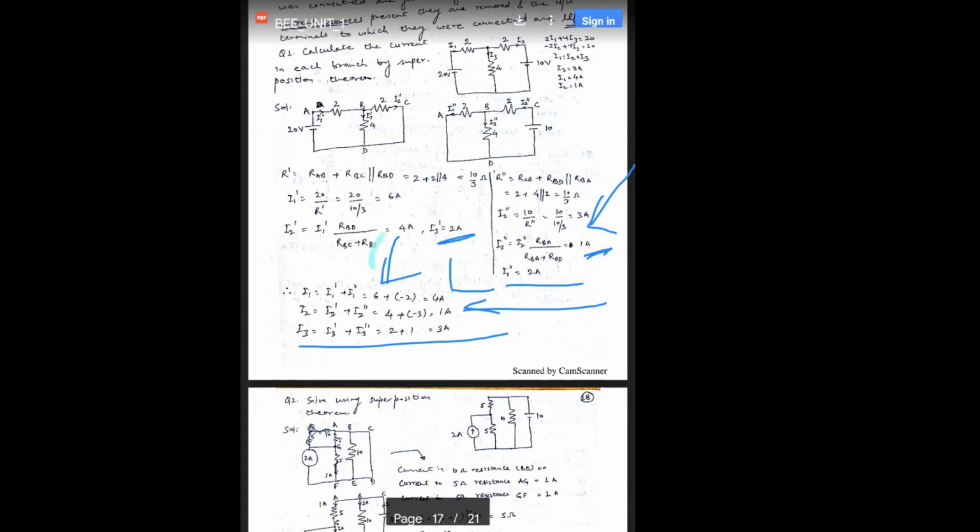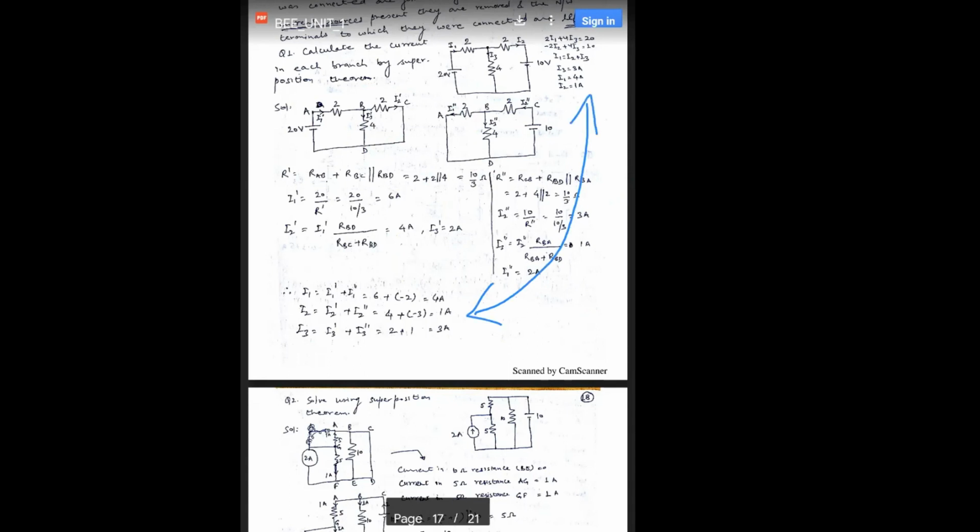So we have calculated the magnitudes and the direction of the current using superposition theorem as well as using KVL. So if now we compare these two results, we find that these results are same. Okay, so we can say that the superposition theorem is verified.